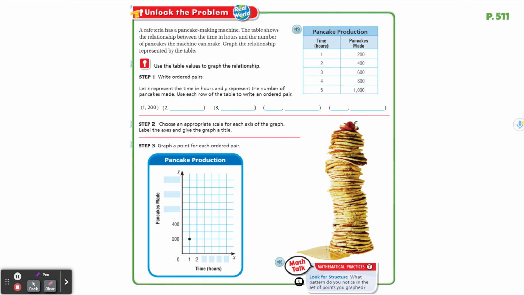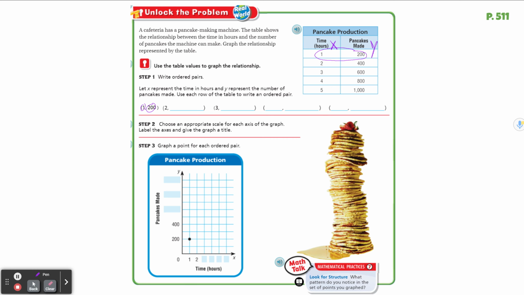So in order to do this, the first thing we're going to do is write ordered pairs for the relationships in the table. So we're going to think our hours is going to be our X value, and then our pancakes are going to be our Y value. And now we know X goes before Y when writing our ordered pairs. So they already wrote the first one for us. We thought that 1 hour is 200 pancakes. So we said 1, comma 200.